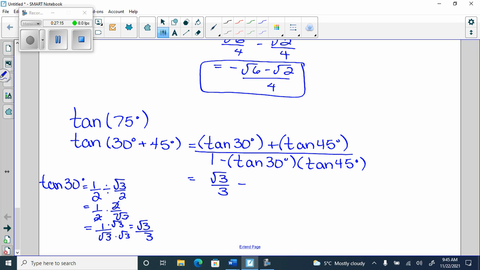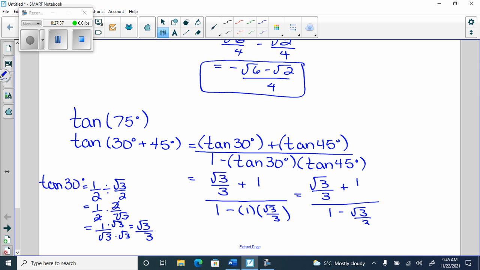Tan of 45 is 1 over 1 minus 1 times root 3 over 3. So I'm going to get root 3 over 3 plus 1 over 1 minus root 3 over 3, which is a lovely answer, but it won't be the answer.